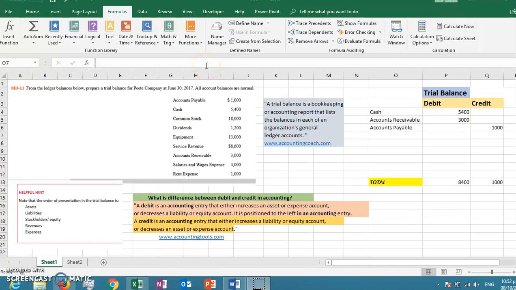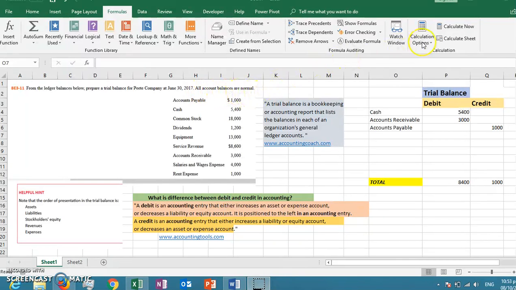Hello guys, my name is Ever and I'm going to explain to you how to solve brief exercise number 11, and I'm going to read it here. From the ledger balances below, prepare a trial balance for Pete Company at June 30, 2017. All account balances are normal.